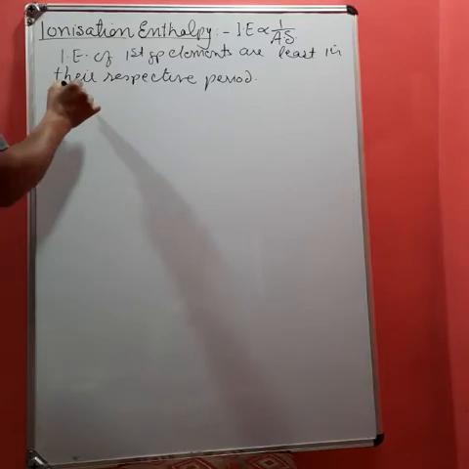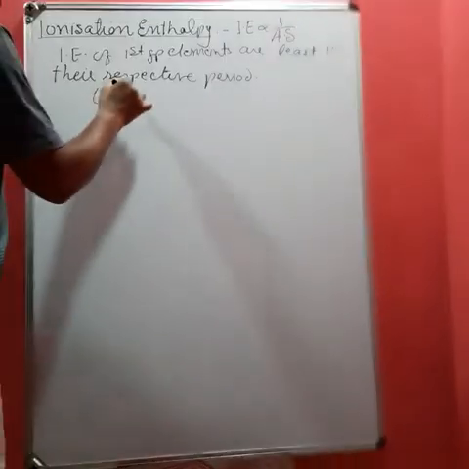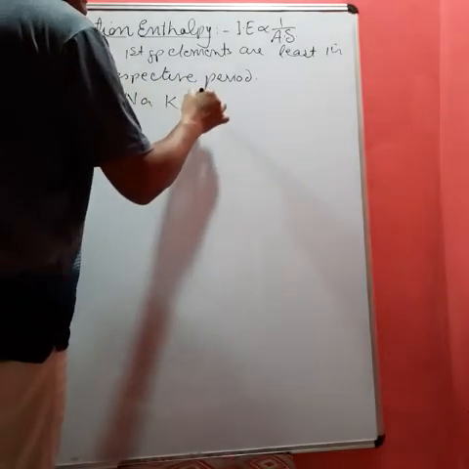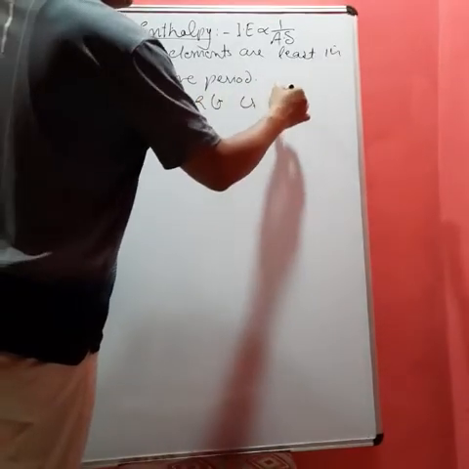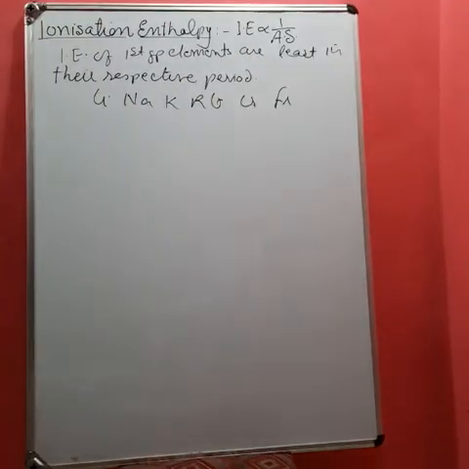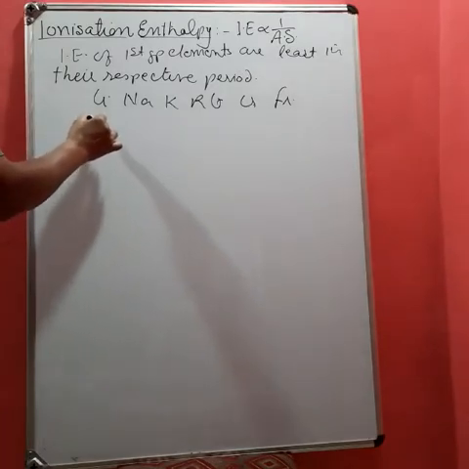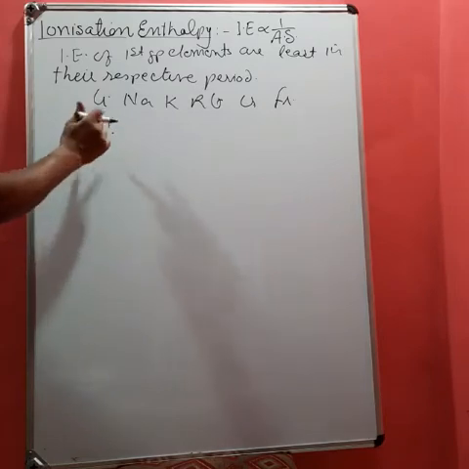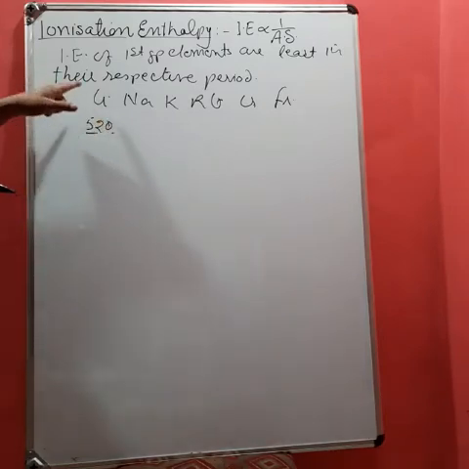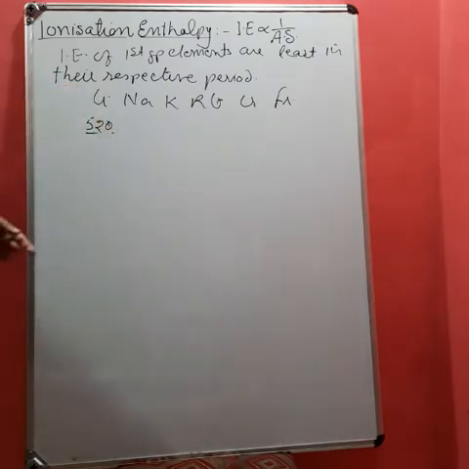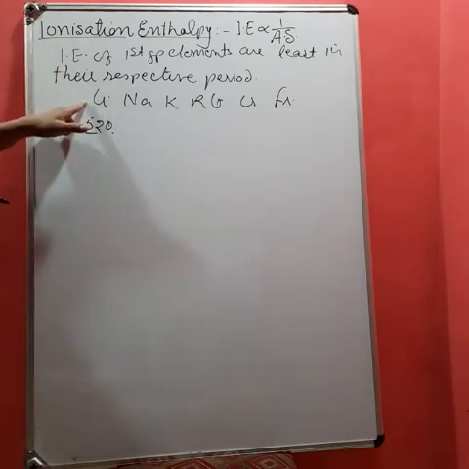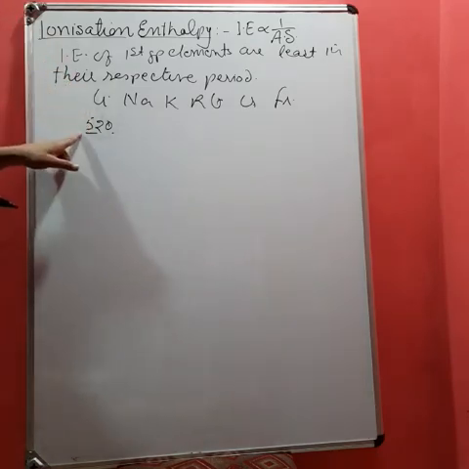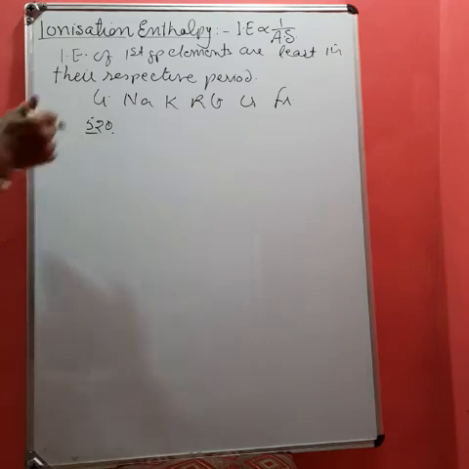If we think about the ionization enthalpy, like lithium, sodium, potassium, rubidium, cesium, and francium is the last element. The ionization enthalpy of lithium is 520, given in kilojoule per mole. This is because the size of lithium is what? Smallest, and being its size is smallest, therefore its ionization enthalpy is largest.